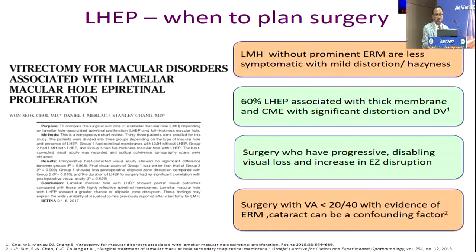So when to plan surgery in LHEP, where you have already disturbed vision, there are certain indications. We have a prominent ERM, less symptomatic, but the patient is having mild distortion. 60% of these patients are associated with thick membrane and CME with significant distortion. These are indicative. Patients who have progressive disabling visual loss and increased ellipsoid zone disruption also fall into this category, and in patients who have less than 20/40 vision with evidence of ERM. The only thing we have to keep in mind is that these studies have also told that cataract can be a confounding factor in these patients, where there was visual gain after the surgery.